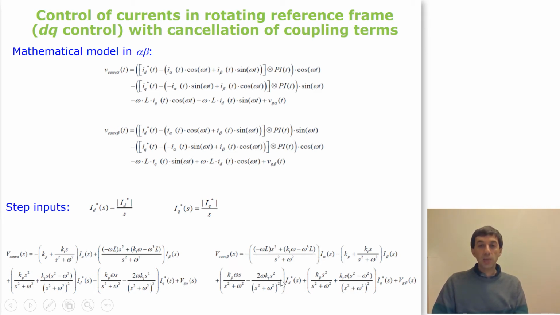And something very similar, totally equivalent, we have in beta and in alpha. This term is equal to this term, is equal to this term, is equal to this term, and this term is equal to this term. So there are some cross symmetries in these two voltage equations.